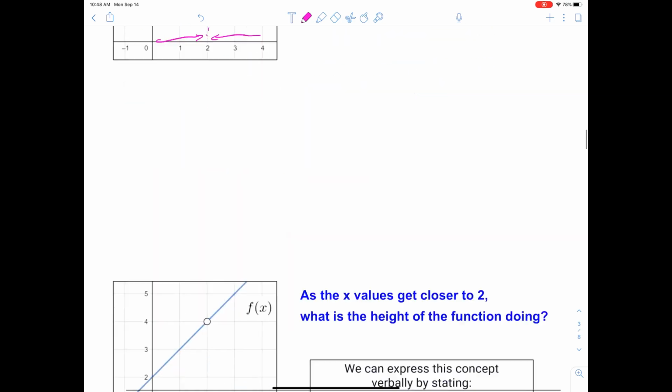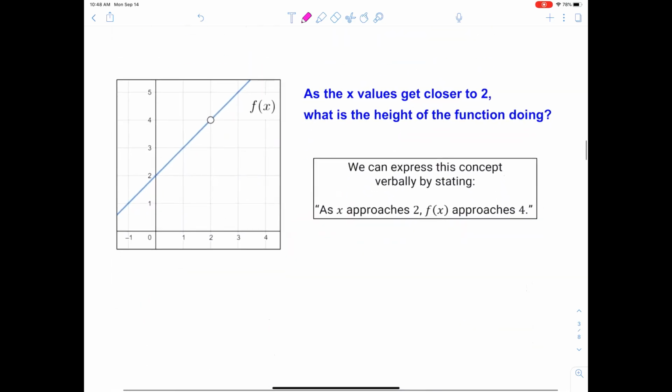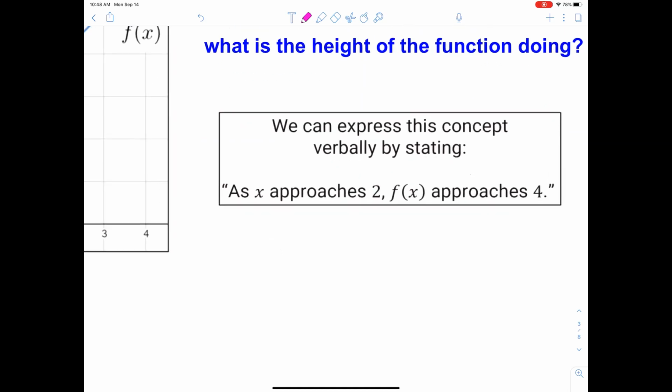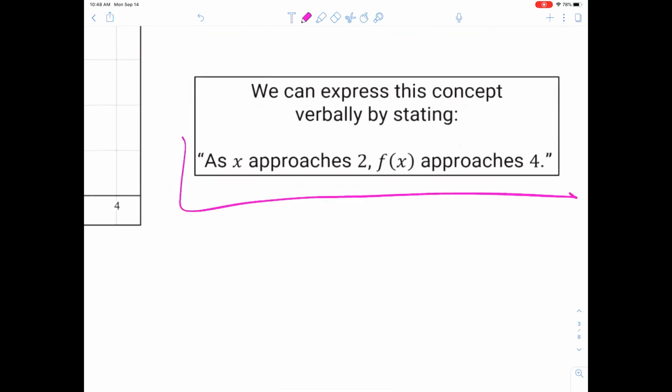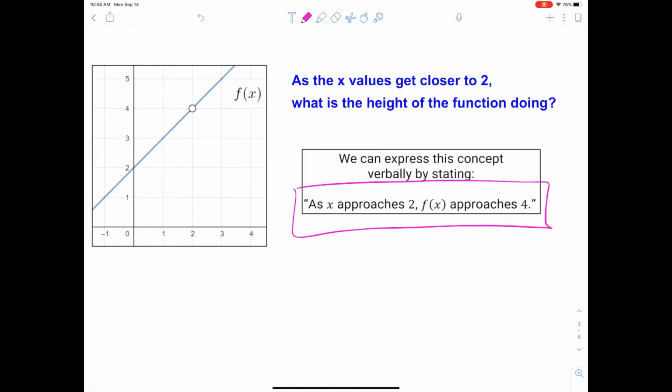And that is pretty much exactly dead on the language that you need to use. This is the official language, the phrase that you're expected to state or write whenever you're communicating to an AP reader. So as x approaches 2, f of x approaches 4, or the height of the function approaches 4. And that basically just means exactly what we drew out here. As we approach an x value of 2, the height of the function is approaching 4. So as we come in on 2, the height of the function is coming in on a height of 4.